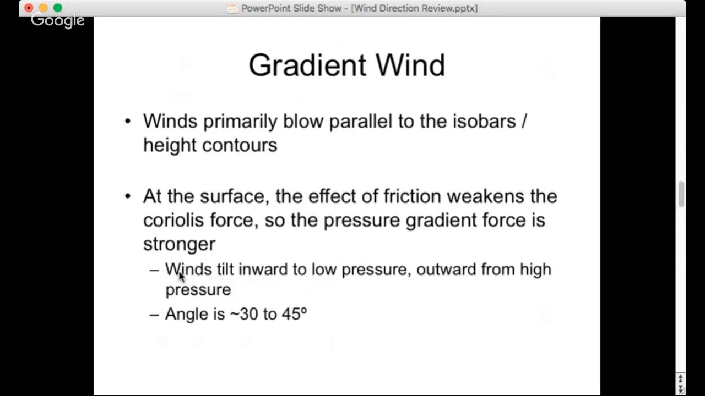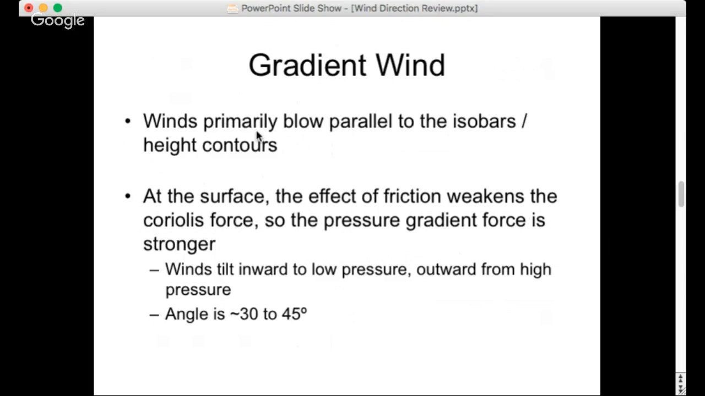So as a result, we see winds that tilt inward toward areas of low pressure at the surface and outward from areas of high pressure at the surface, and that angle is about 30 to 45 degrees. So again, this correction about the effects of friction only apply at the surface.